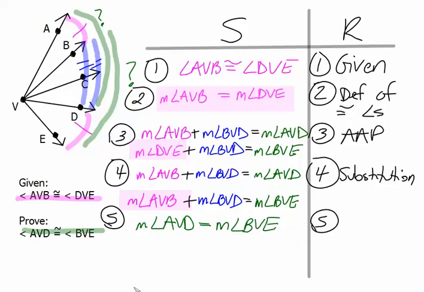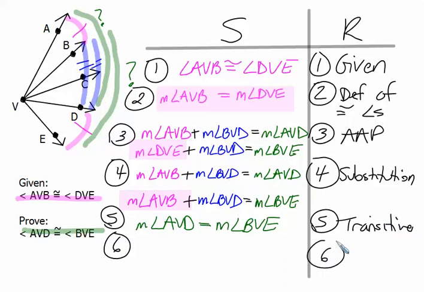The other way of saying it, and it's going to be wordy, but if the measure of angle AVD is equal to the measure of angle AVB plus the measure of angle BVD, and the measure of angle AVB plus the measure of angle BVD is equal to the measure of angle BVE, then the measure of angle AVD has to be equal to the measure of angle BVE. That's right, it's the transitive property.